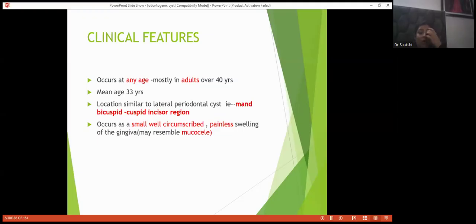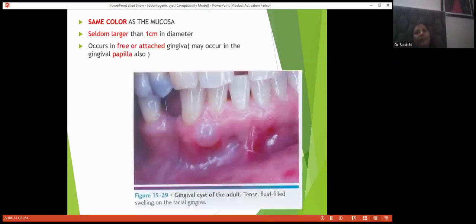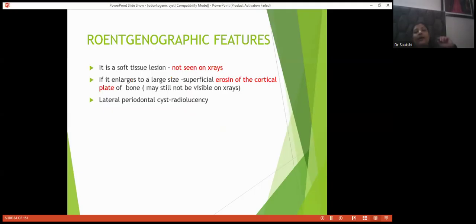It occurs as a small, well-circumscribed, painless swelling of the gingiva, which sometimes may resemble the mucosa. Now, the color of the cyst is the same as the color of the mucosa. It is usually smaller than 1 centimeter in diameter and occurs in the free attached gingiva, sometimes in the gingival papilla also. Coming on to the radiographic features, since it's a soft tissue lesion, we cannot see it on the X-rays.